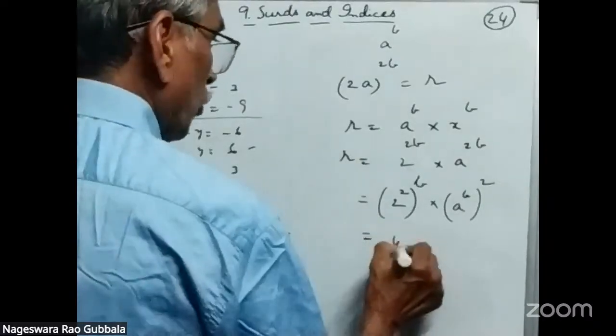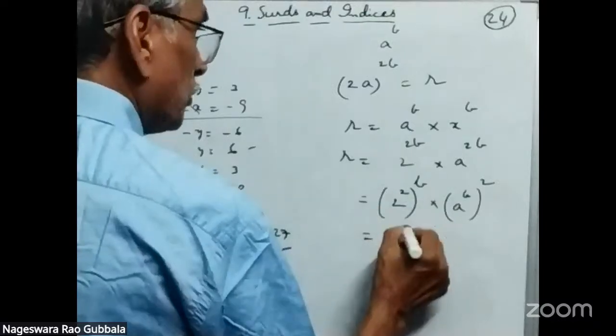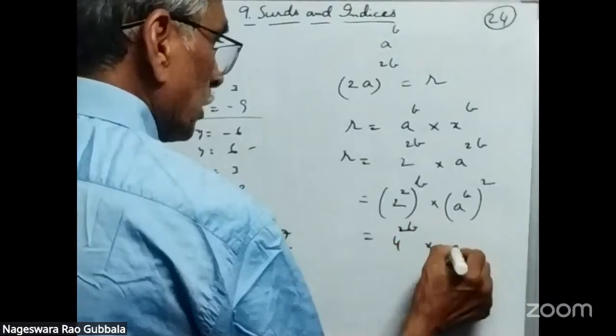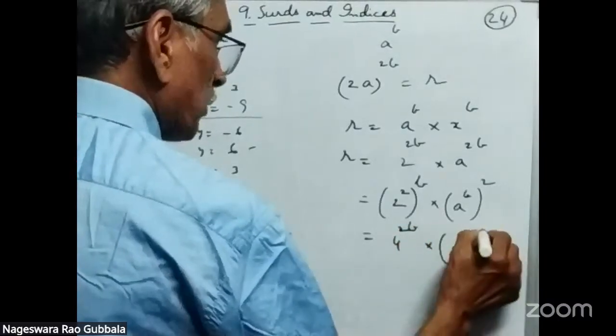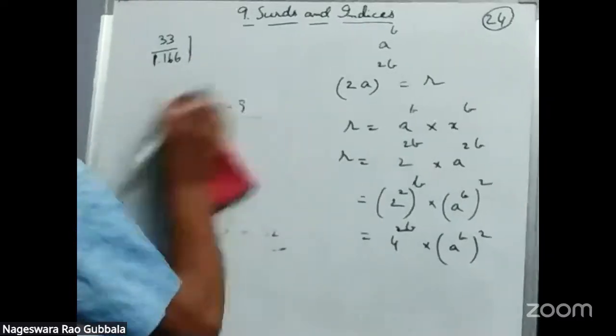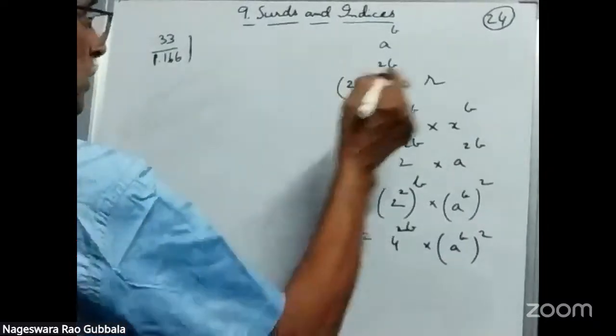So this is 4 to the power of 2b, m n into a to the power of b. See what happens. I keep it as it is: a to the power of b whole squared. Because a to the power of b is there in the second relation, it will be useful to keep a to the power of b as it is. Then this is one relation, from the first relation.